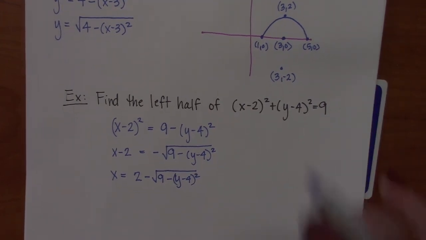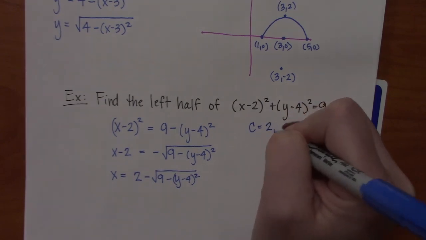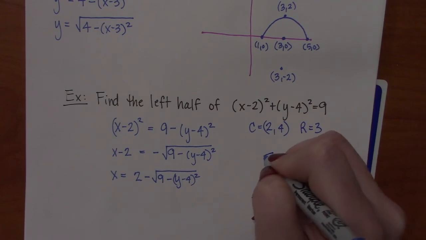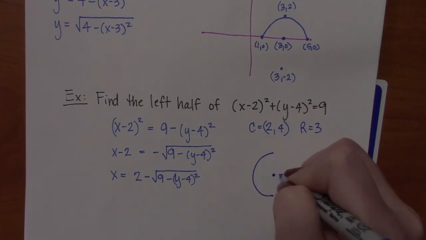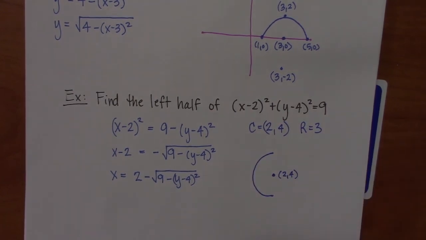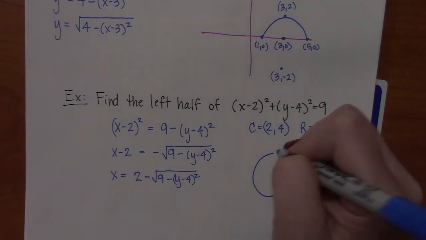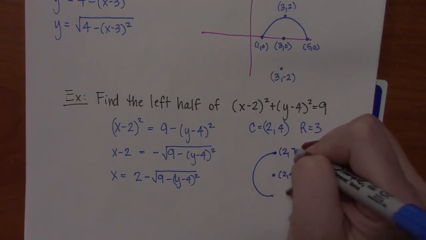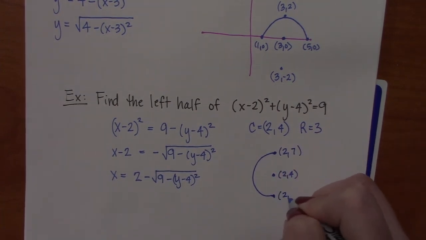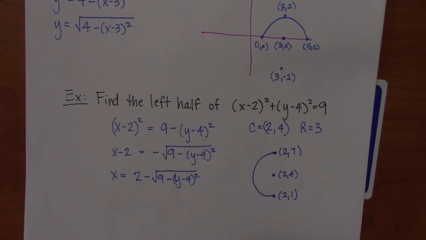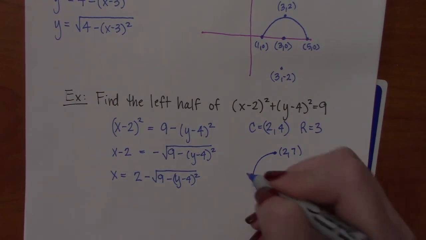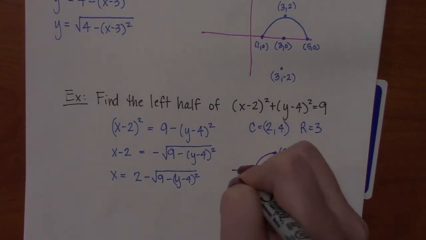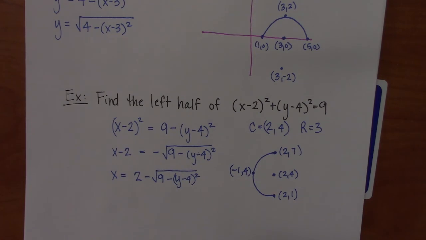So the original center of this circle was 2, 4, and the radius was 3. So what we've just come up with is this side of the circle where there's the center. This point up top here, we would add 3 to the y coordinate, so this would be 2, 7. And if we subtract 3 down here, that would be 2, 1. And this point over on the side here, we would subtract 3, so this would be negative 1, 4.